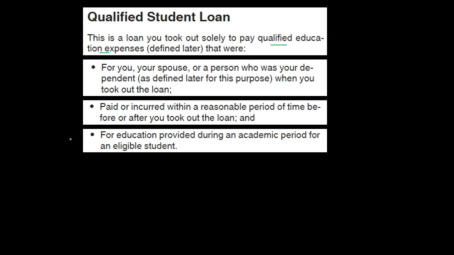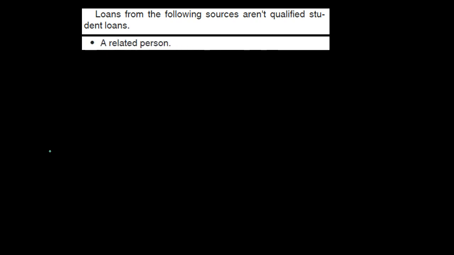Lastly, the education provided during an academic period for an eligible student. So we have to have an eligible student, another key term there, eligible student. Back to the text. Loans from the following sources aren't qualified student loans. So these are going to be specifically excluded, not included as qualified student loans.